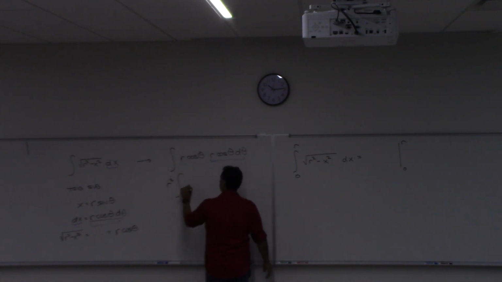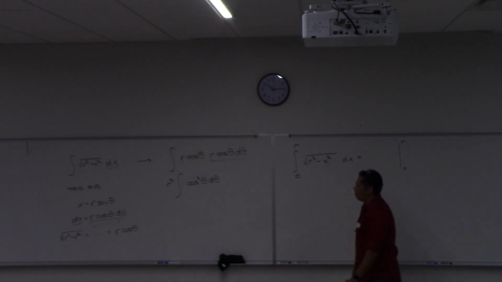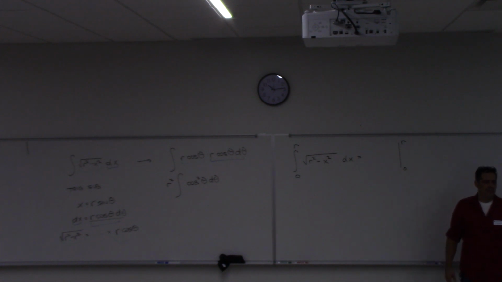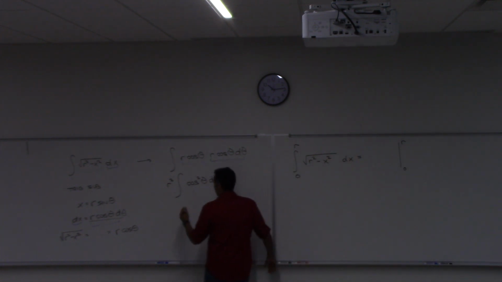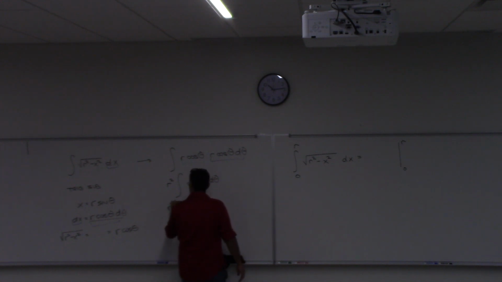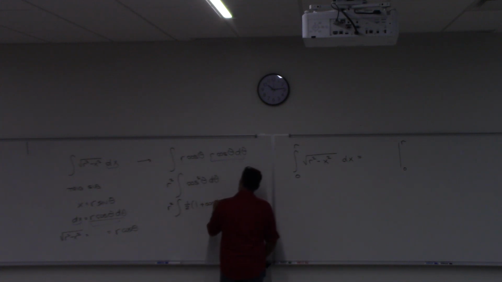Integral, antiderivative. I have inside here what? Cosine squared theta d theta. You know how to deal with cosine to an even power? Power reduce, half angle, however you want to look at it. So this becomes 1/2 times 1 plus cosine 2 theta.